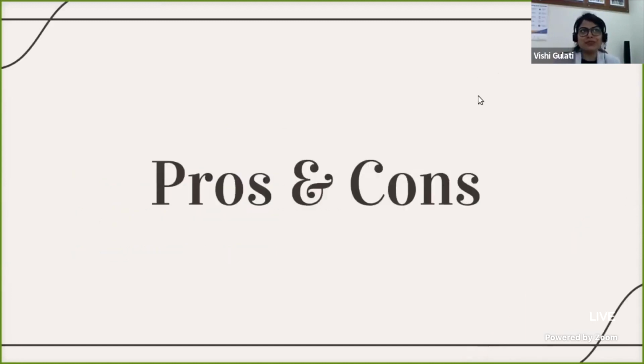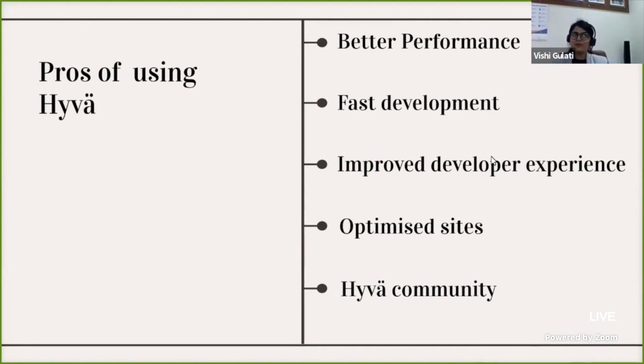Let's see a little bit of pros and cons. If we think about the pros, then it provides better performance, definitely. Next is fast development, as working with Alpine JS and Tailwind CSS is easier. That's why the development is also fast. Improved developer experience, just because we don't need to go through many files. So as per developers, their experience is also improved.